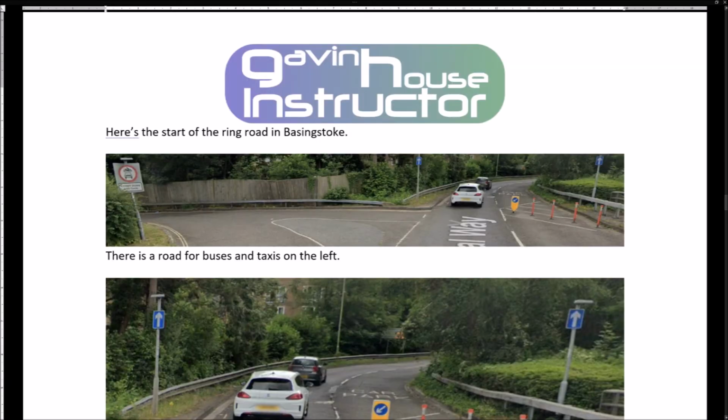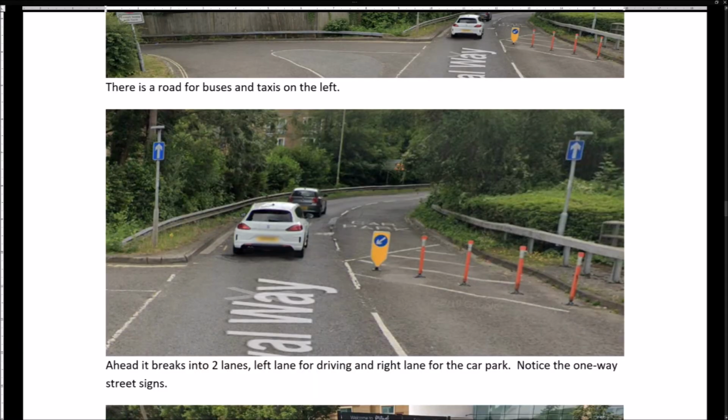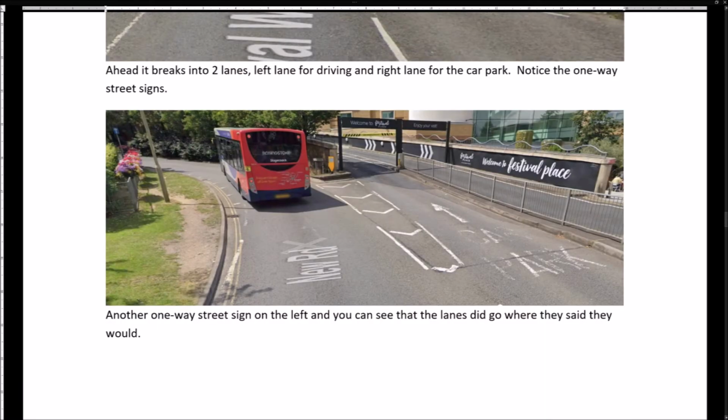Here's the start of the ring road in Basingstoke. There is a road for buses and taxis on the left. Ahead, it breaks into two lanes, left lane for driving and right lane for the car park. Notice the one-way street signs. Another one-way street sign on the left, and you can see the lanes did go where they said they would.